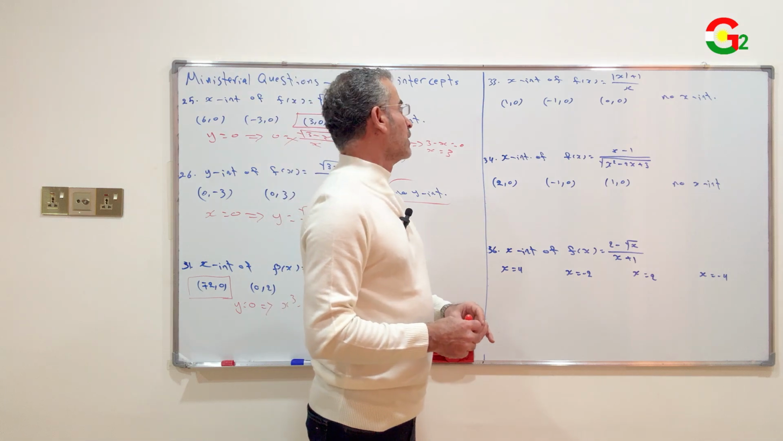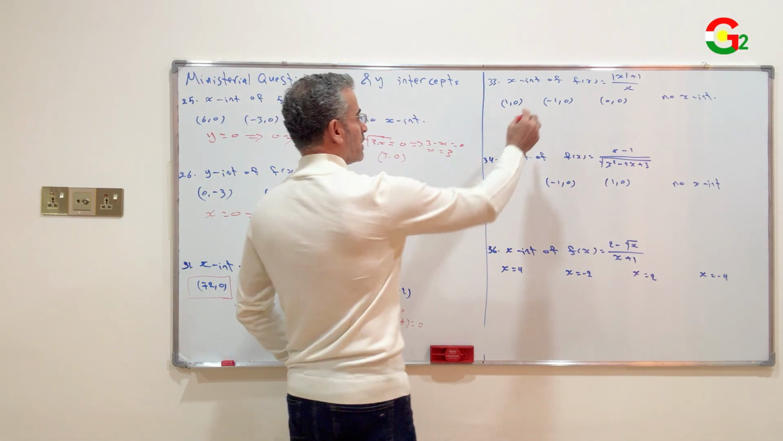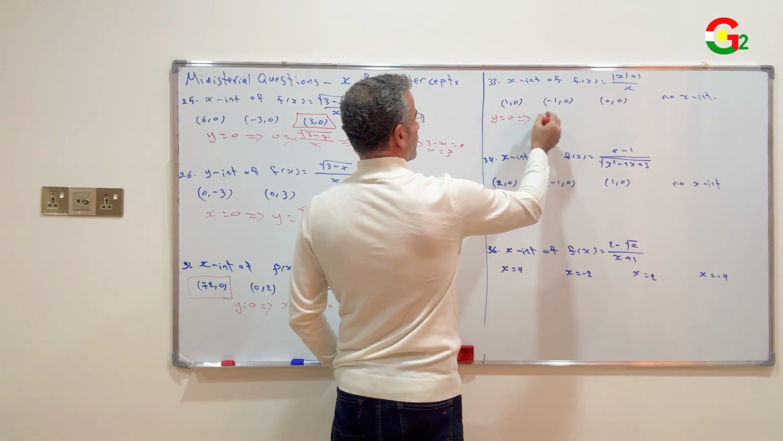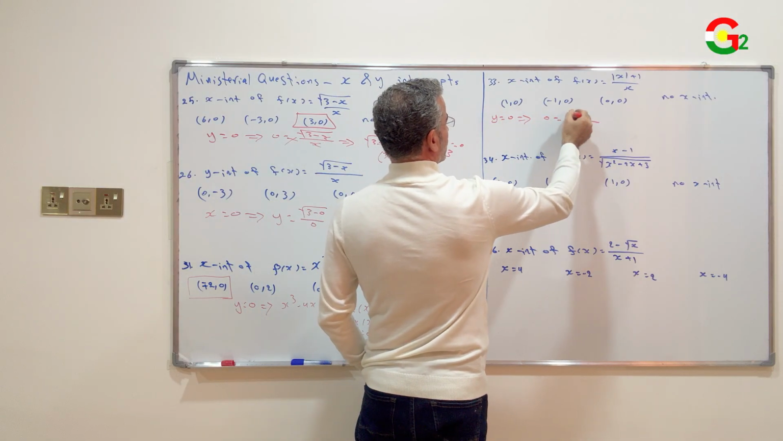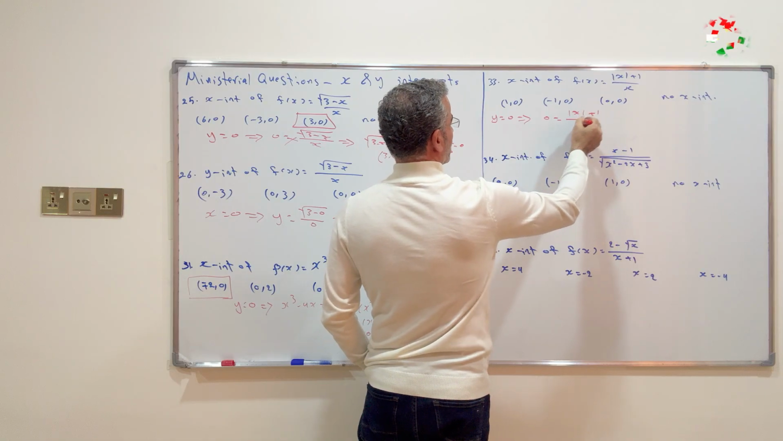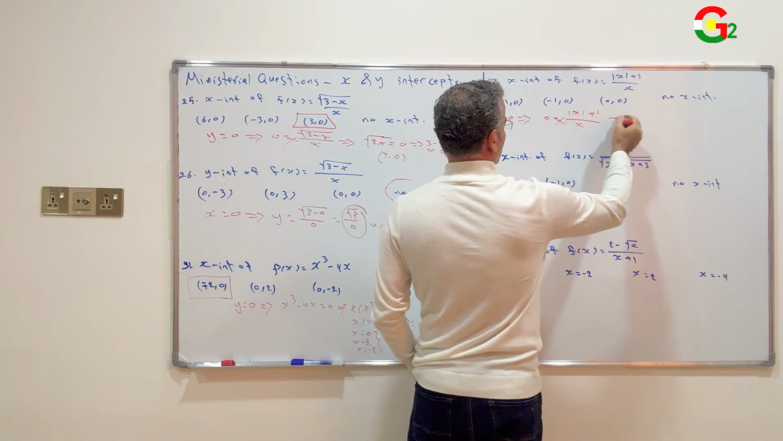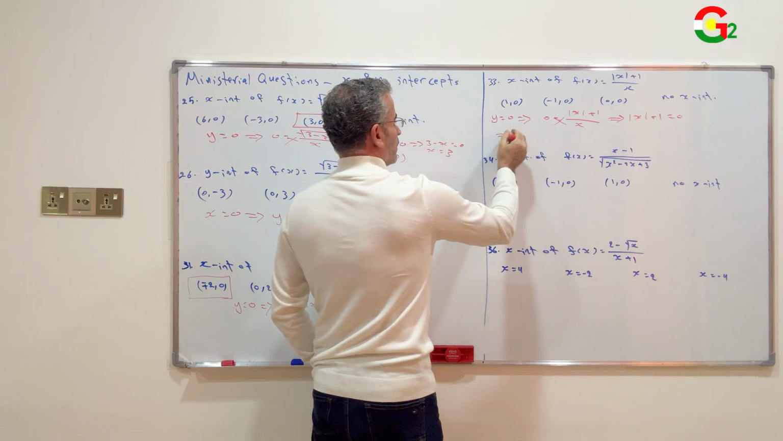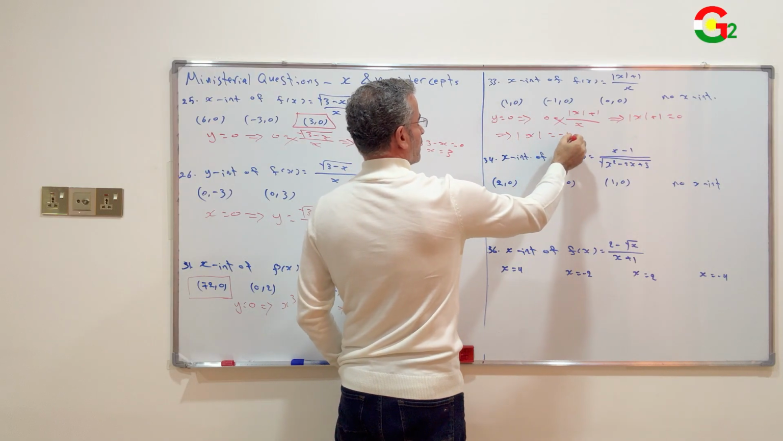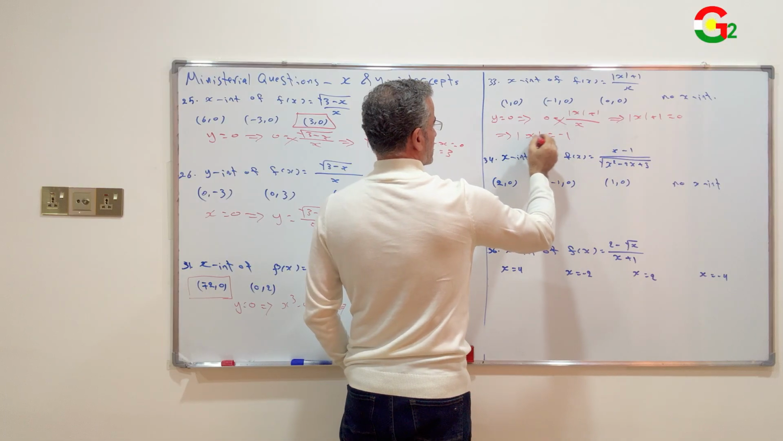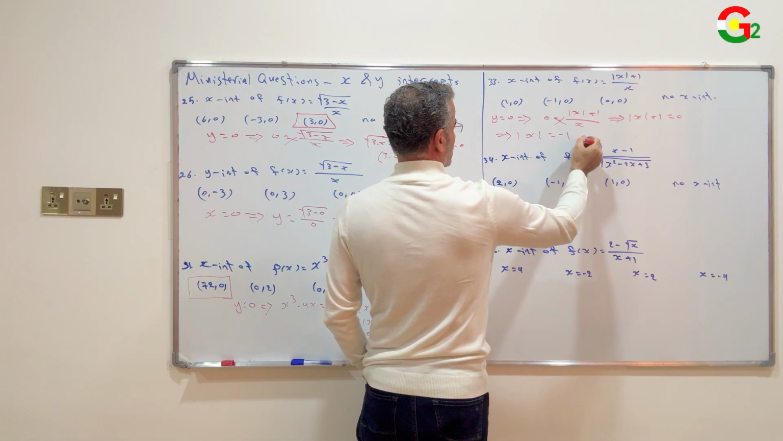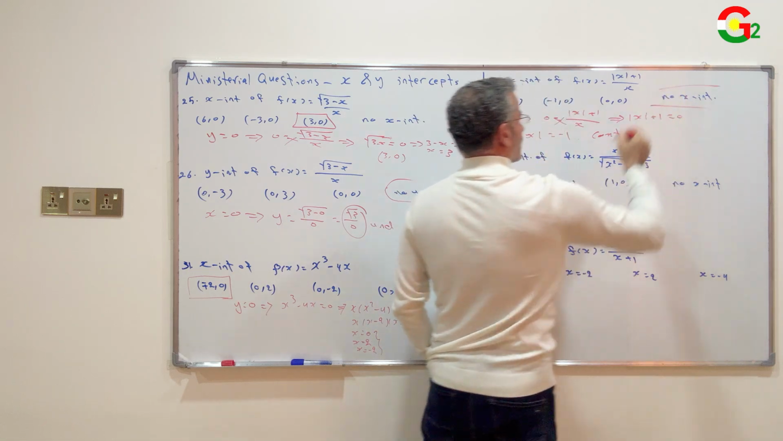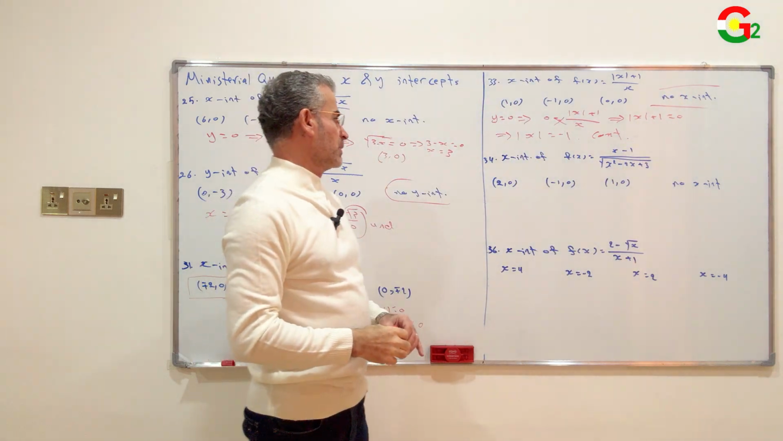Question number 33. Find the x-intercept for this function. For x-intercept, set y equals 0, then 0 equals absolute value of x plus 1 over x. Cross multiplication, then absolute value of x plus 1 equals 0, then absolute value of x equals negative 1, a contradiction since absolute value of x is always positive. Then this function has no x-intercept.